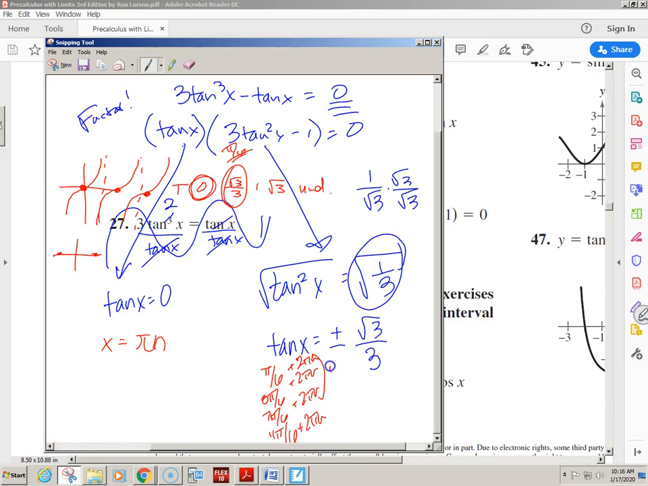They could group those together and do plus pi n. They could group those two together and do plus pi n. Or they could be super snazzy and say, hey, up pi over 6, down pi over 6. They could even write it in a shorter form. I don't know which form they wrote it in, but you're getting your solutions either way. Is that cool? Yeah, good job.